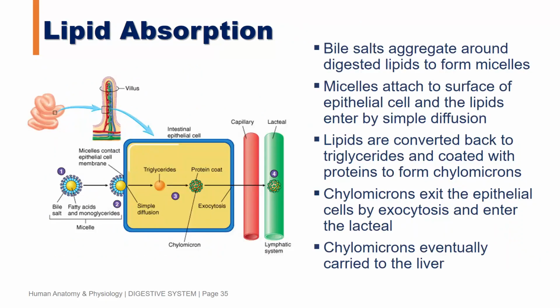Lipid absorption. Bile salts aggregate around digested lipids to form micelles. Micelles attach to the surface of epithelial cells and the lipids enter by simple diffusion. Then lipids are converted back to triglycerides and coated with proteins to form chylomicrons. You have your chylomicrons. They will exit the epithelial cells by exocytosis. Chylomicrons eventually will be carried all the way to the liver.